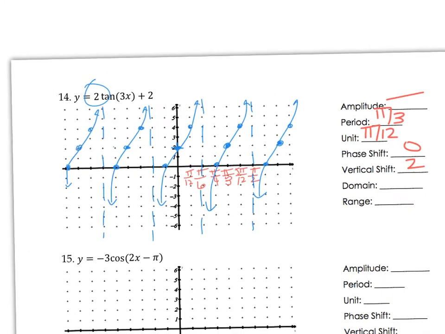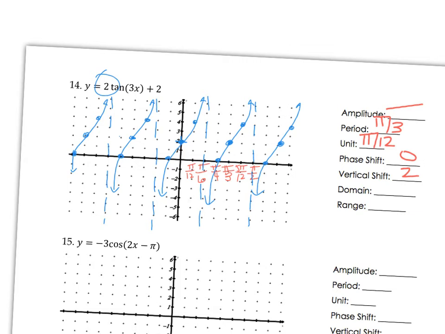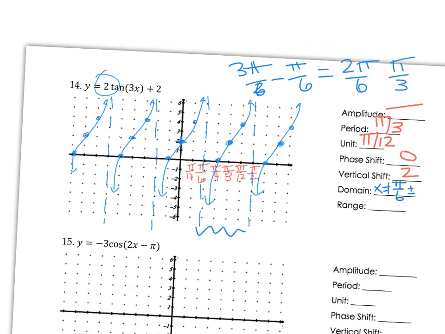So now, if we go ahead and do domain and range, domain is when x is not equal to the first asymptote, which is pi over 6, plus or minus the distance to get from pi over 6 to pi over 2. So pi over 2 minus pi over 6. So that's going to be 2 pi over 6, which is pi over 3. Pi over 3k. Range is all real numbers.